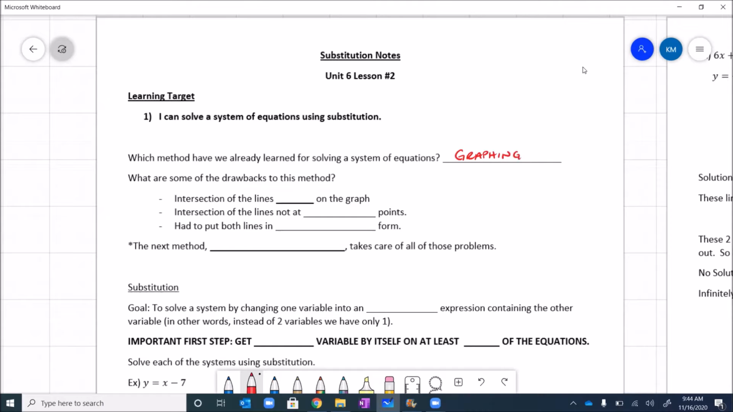Okay, what are some of the drawbacks to this method? Intersection of the lines not on the graph. If our graph is too small to find the intersection of the lines, if the intersections of the lines are not at nice points, right? Let's say we have fractional or decimal answers. And we had to put both lines in slope-intercept form.